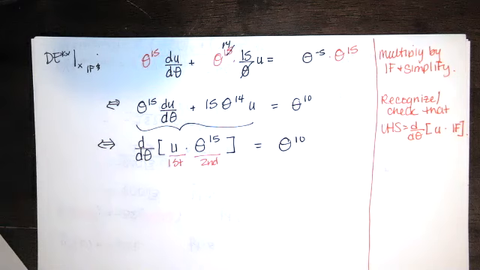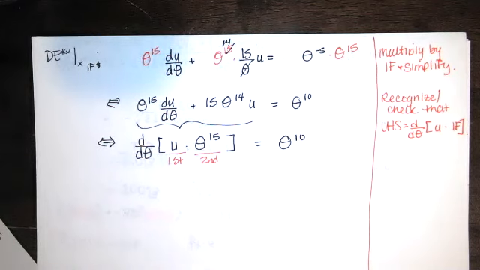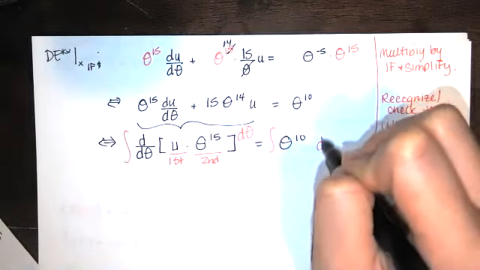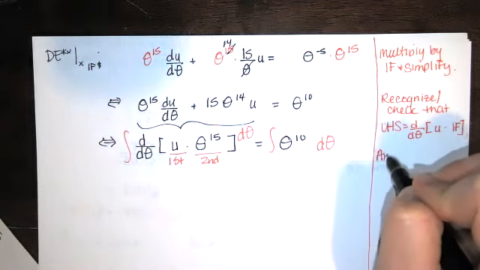So now we're just 2 steps away from getting u by itself. Want to get rid of differentiation with anti-differentiation. So we're just undoing operations.